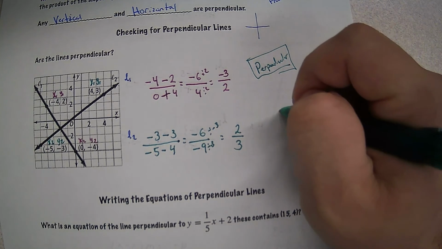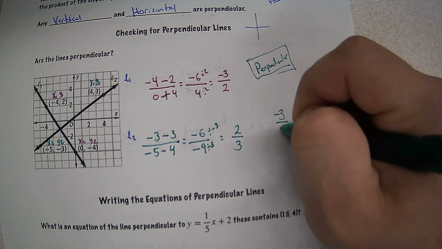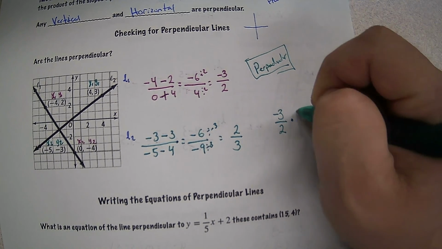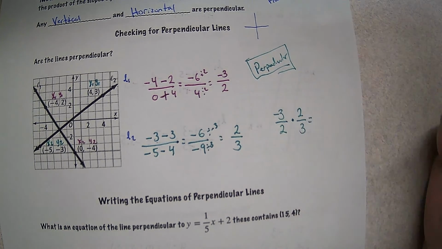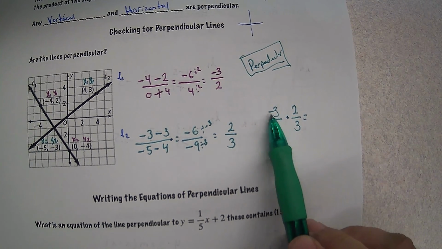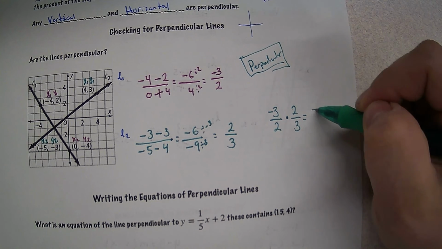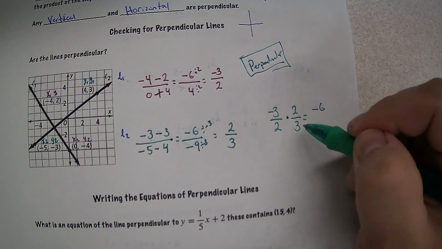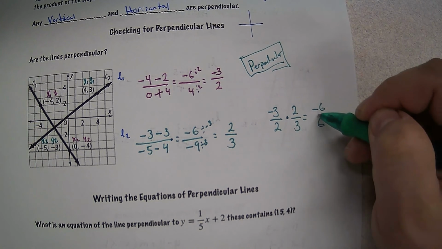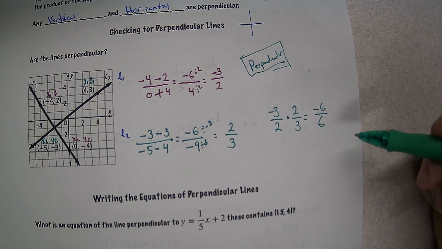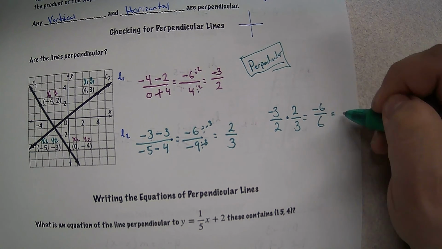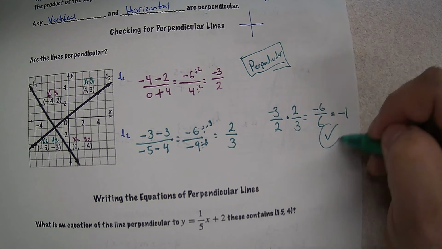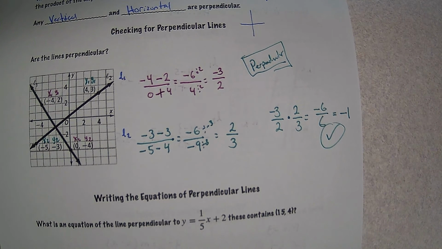We can also check it by multiplying. Remember I said we can multiply the two and we should get -1. -3 times 2 is -6. 2 times 3 is +6. -6 over +6 does equal -1. So it checks out. Those are perpendicular.